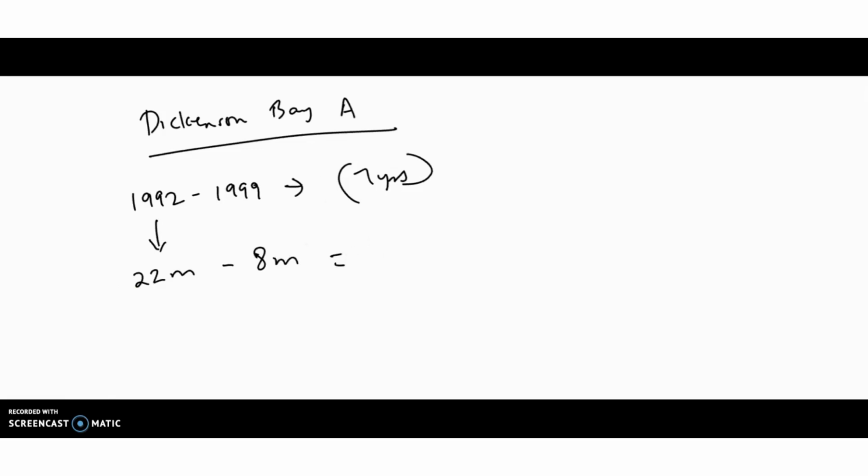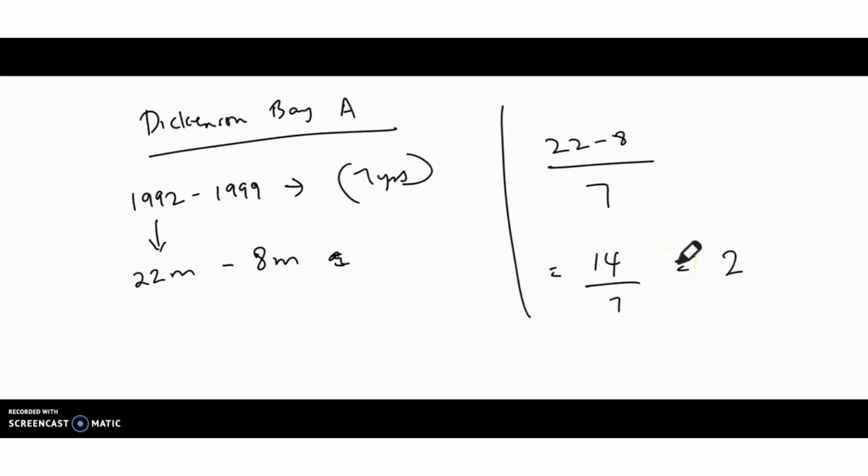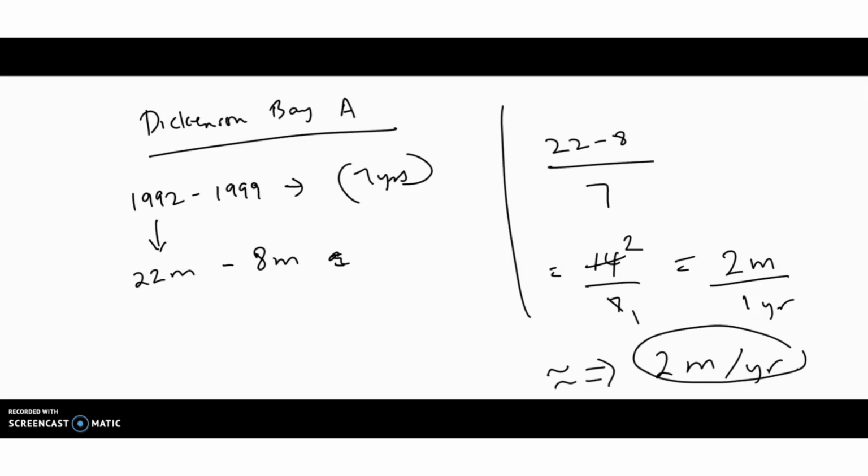Okay, so let us calculate the entire thing now. The actual change was 22 minus 8 all over a period of 7 years. Do the maths: you will get 14 over 7 years, which is the same thing as saying 2, if you cancel 7 to 7, 1, and 7 to 14 is 2 meters for every 1 year. So it is approximately 2 meters per year. That is the average rate of change of the beach width.